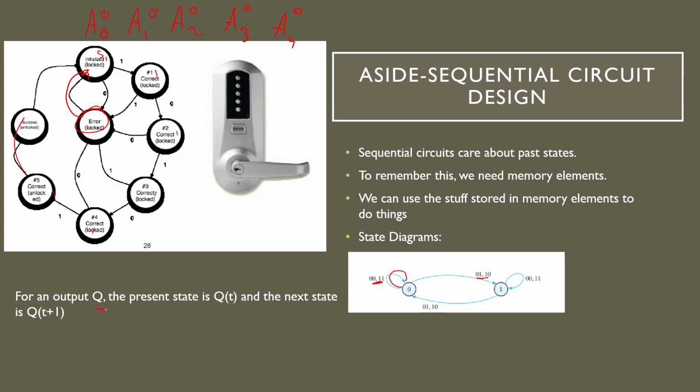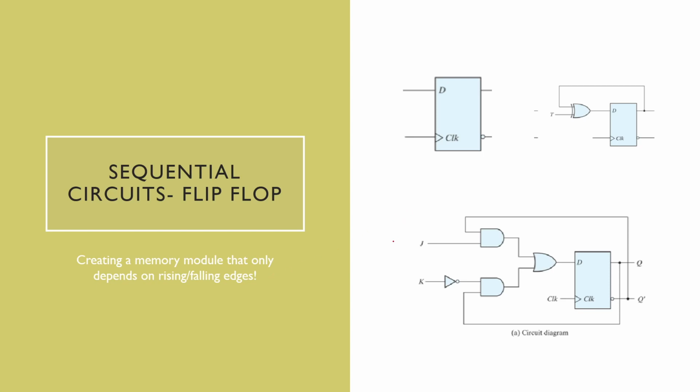Importantly, a bit of notation. For an output Q, the present state is always Q of t, and the next state is always Q of t plus 1. Think of t as the current time and t plus 1 as the time one clock cycle later. This is important because sometimes we use notation to refer to the next state, as used often in sequential circuits which depend on past outputs. You will use this notation.